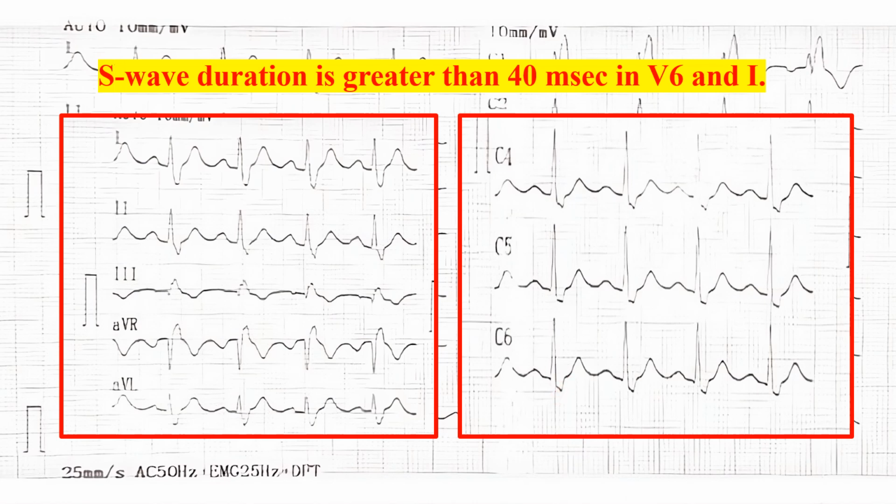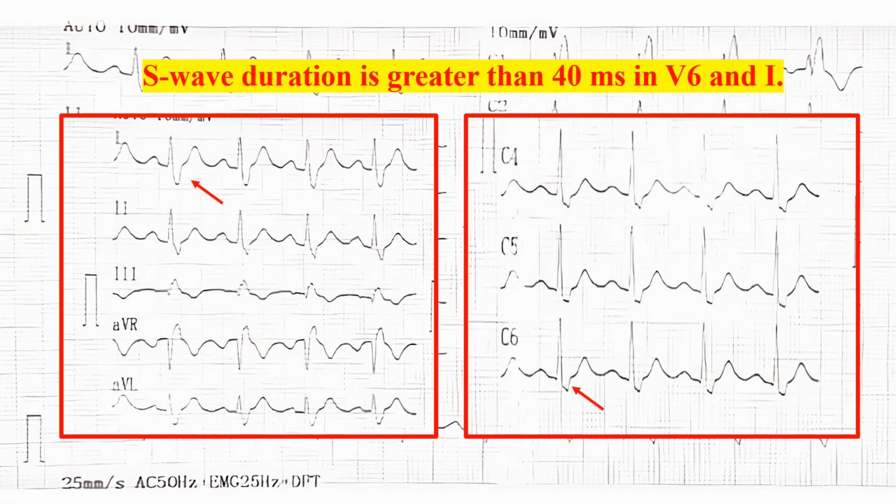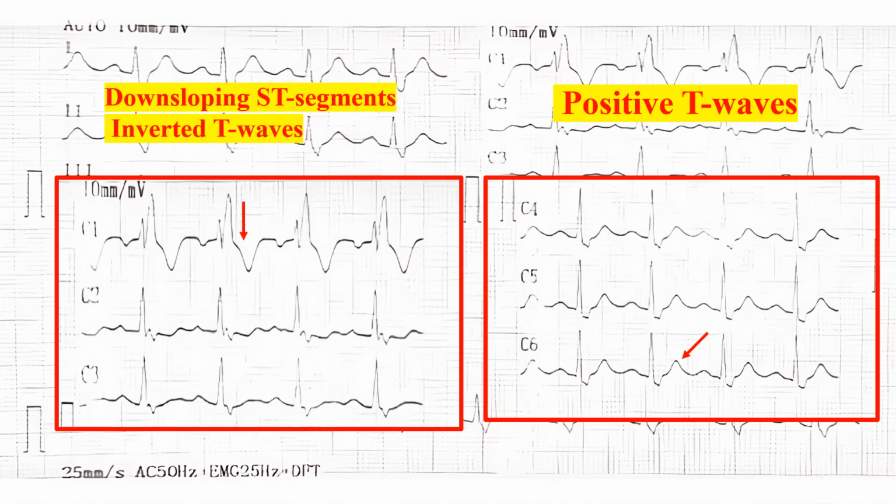Whenever this is more than one small box, or 40 milliseconds, this is because of the right bundle branch block, and this is again a feature of right bundle branch block. And here we have marked this conduction as well for you.